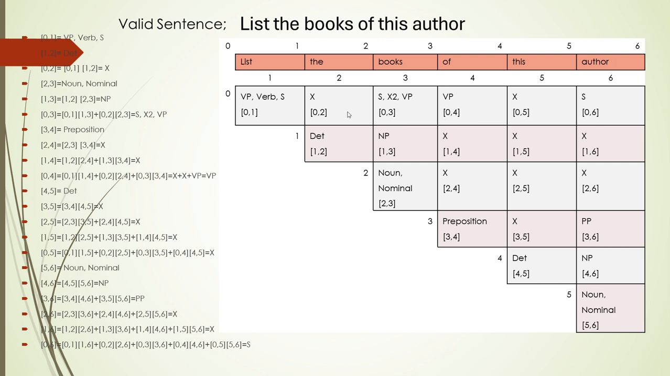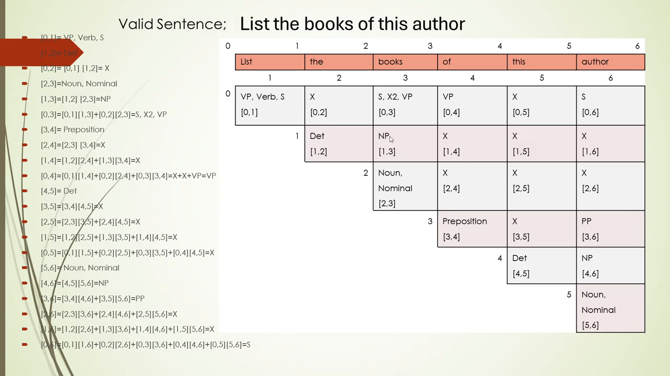In order to get the 0 to 2, I need to get 0 to 1 and 1 to 2. 0 to 1 has 3 options. 1 to 2 has determiner. When I check my grammar, I don't have any determiner VP or determiner verb or determiner S, which means this one is empty. I added that and moved to the next column. Here, books, nominal. I added that.